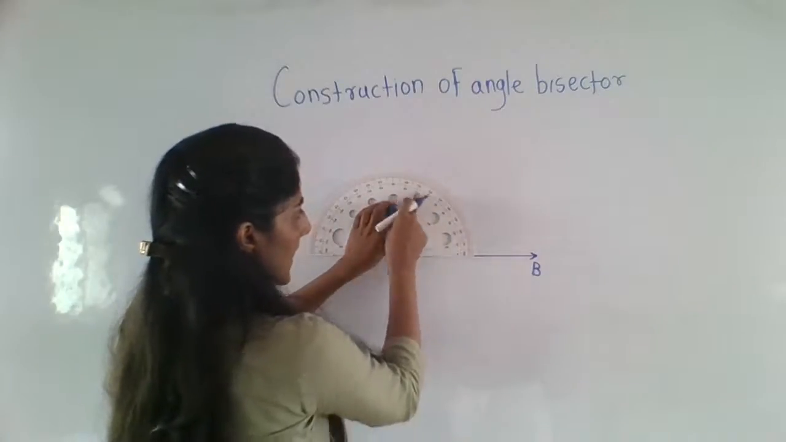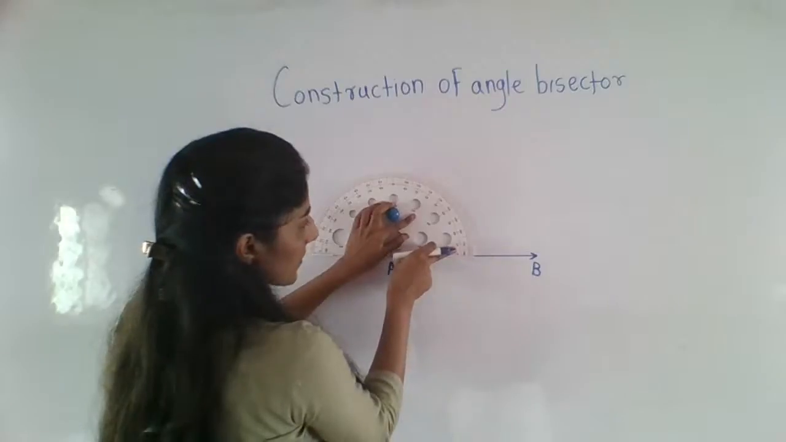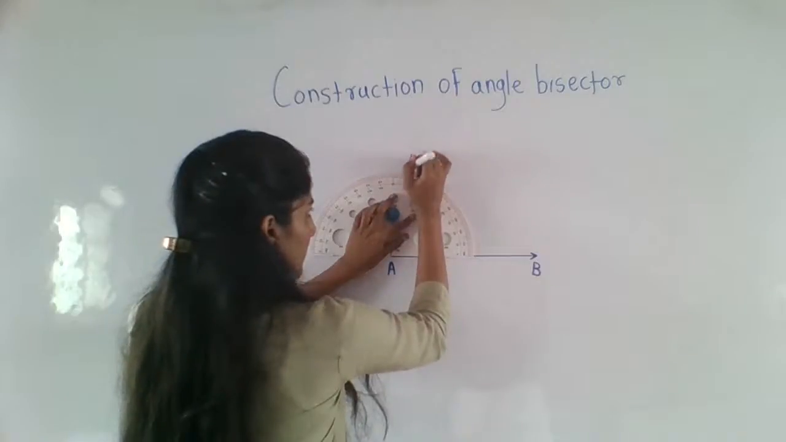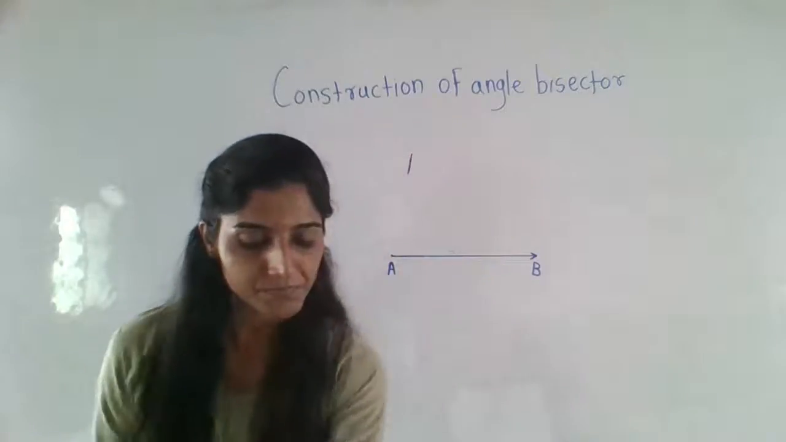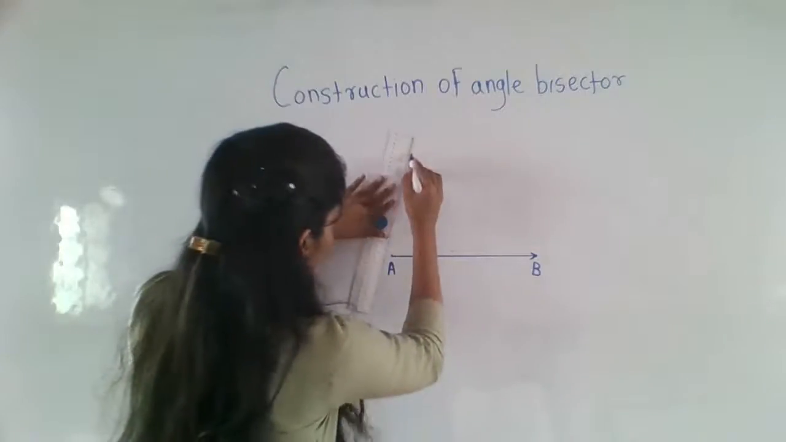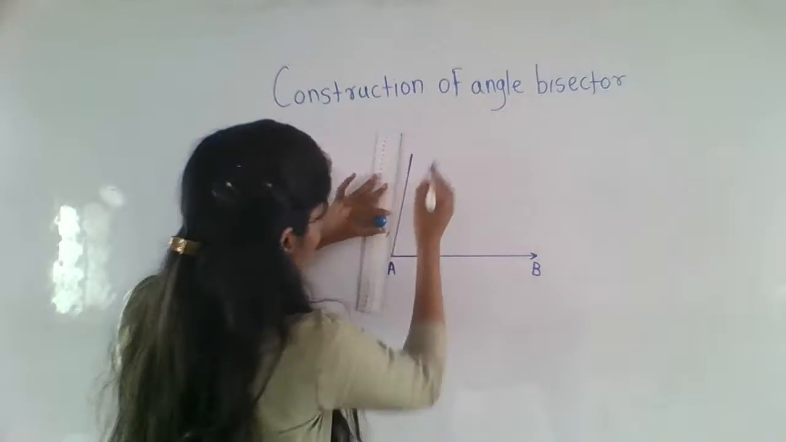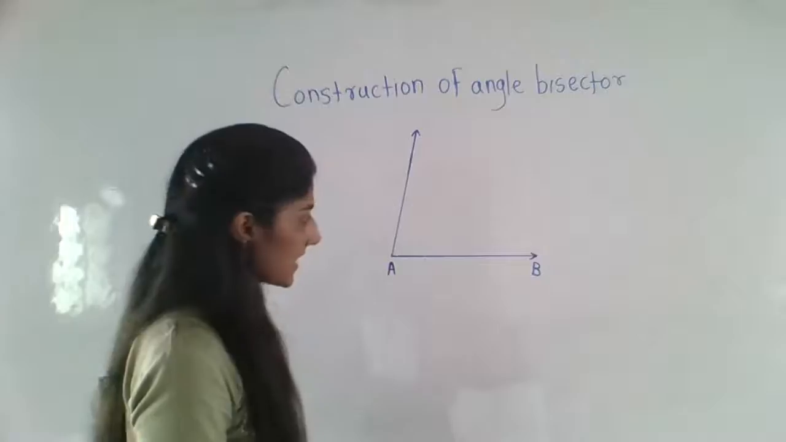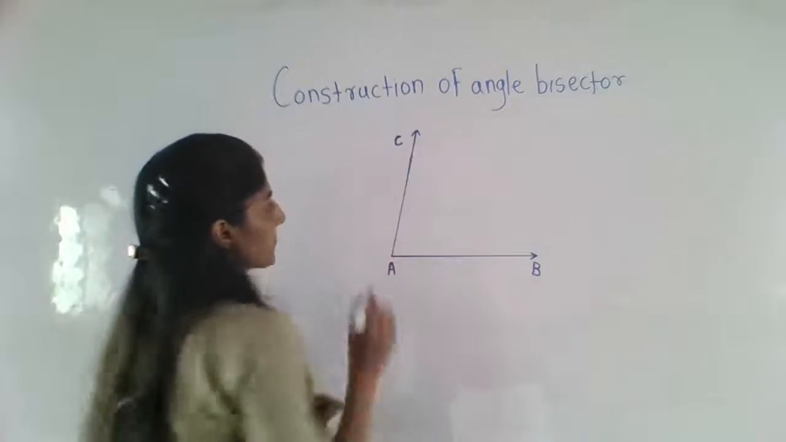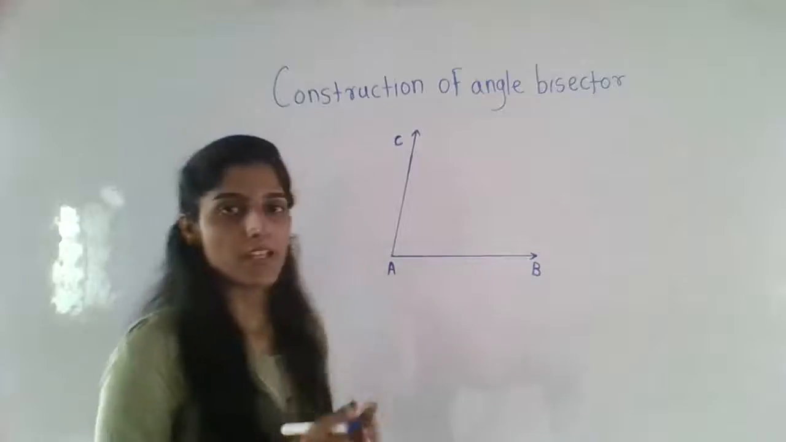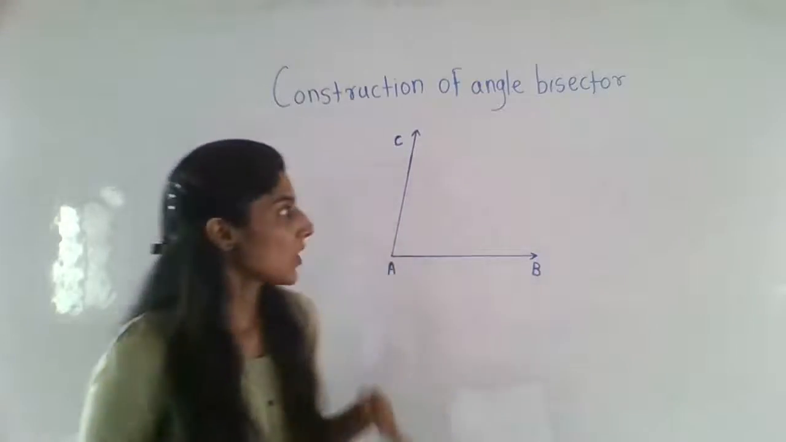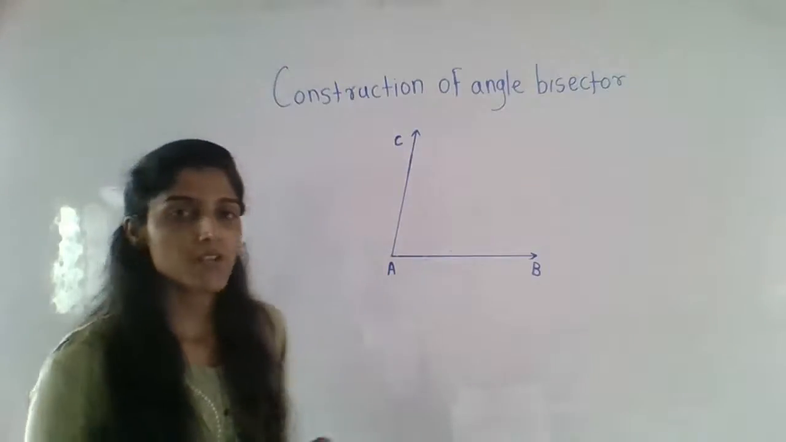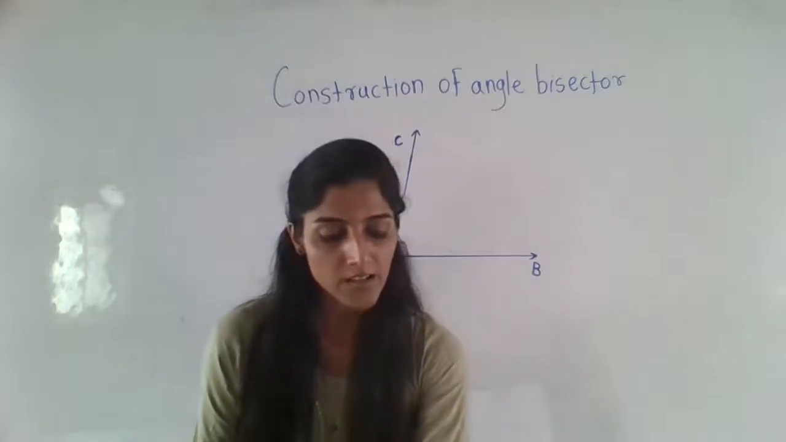Now measure the angle 80 degrees. Here we can read the inner scale, that is 10, 20. Here is our 80 degrees. Now join this and name it as ray AC. This is our angle CAB of measure 80 degrees. Now we want to draw the angle bisector here. Now let's see how we can draw the angle bisector by using a compass.